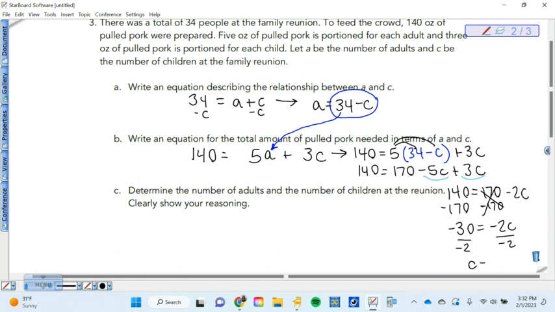So what does c equal? 15. Perfect. Okay, and now am I done? No, you have to plug in 15 for c in that equation again. Yeah. Into what equation? For 140, just find it plus 3c.